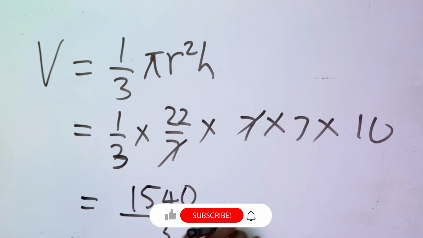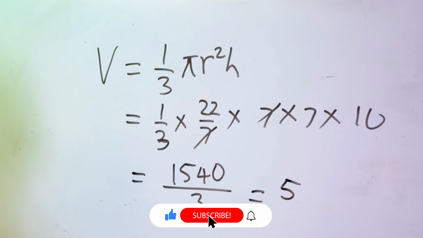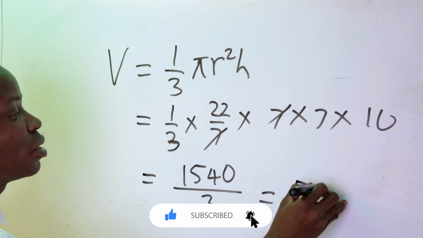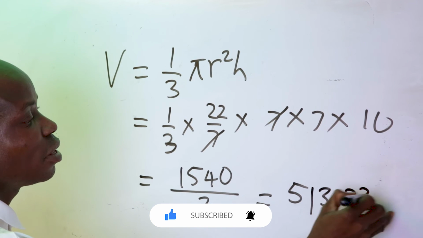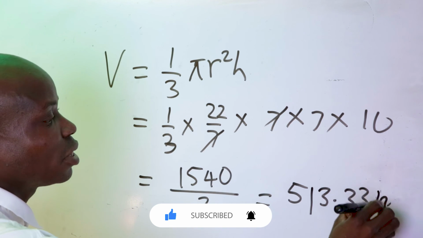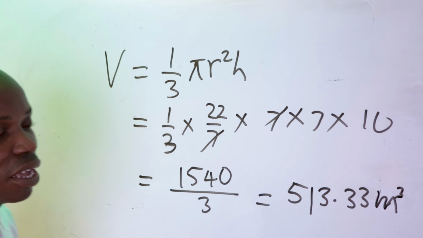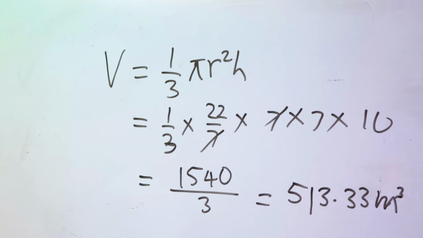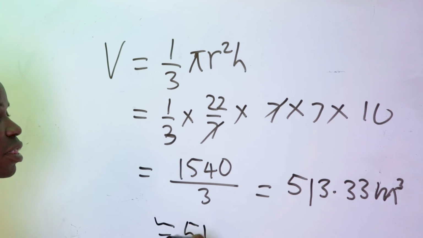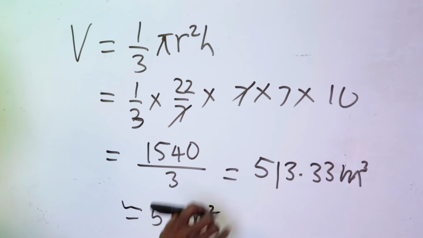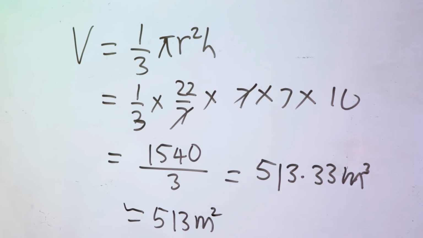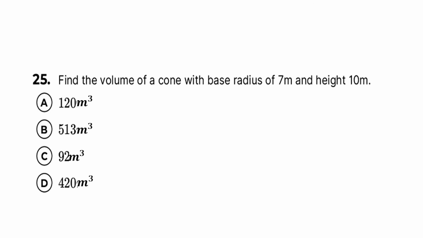over 3, which gives us 513.33 cubic meters. Correcting that to the nearest whole number, we have it as 513 cubic meters, which makes the correct option in number 25 to be B.